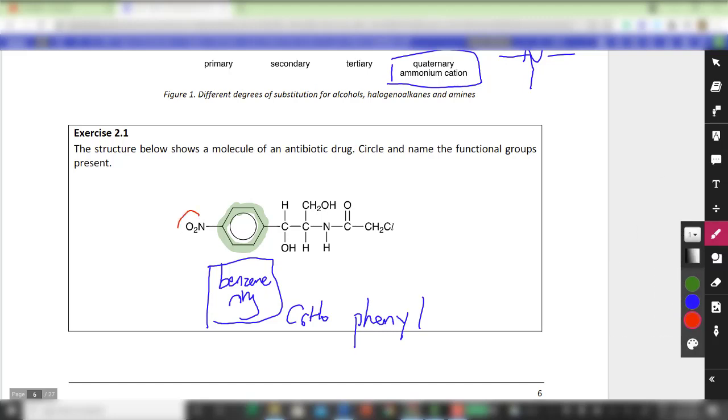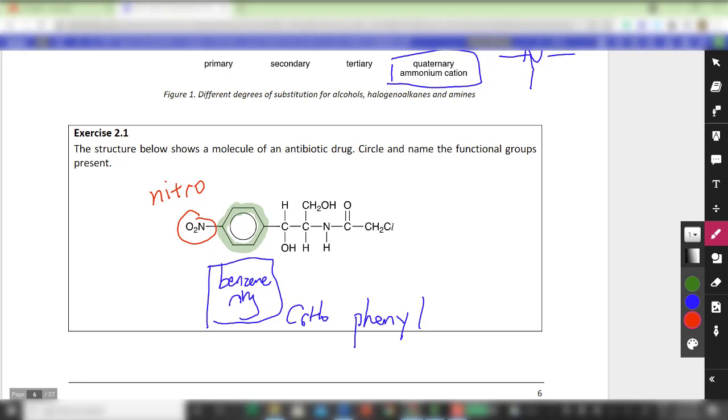Okay, so next we have a nitro group here. So this is a nitro. Yep, this functional group you don't really learn in H2 except for its electron withdrawing effect. So again, I introduce you to another term, electron withdrawing effect, which we will talk about later on.